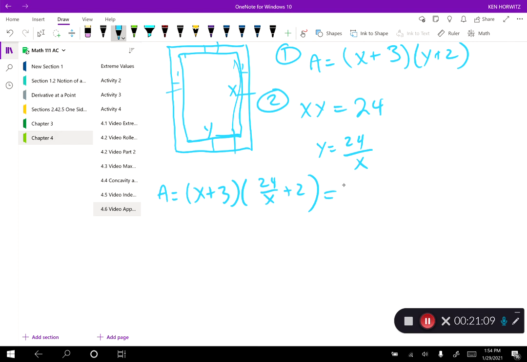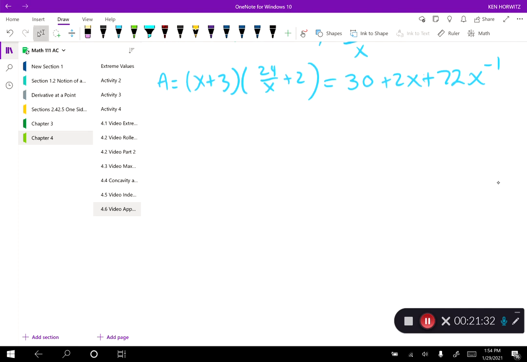I did that quickly, so I'll say it's just 30 plus 2x plus 72x to the negative 1. You're always welcome to check my work. I have no problem with that. The reason I wanted it to look like this is because I can use the power rule for my derivative, because now we need to find our critical numbers. So we have dA over dx, and that would equal 2 minus 72 over x squared. I'm going to set that equal to 0. And now we need to solve it.